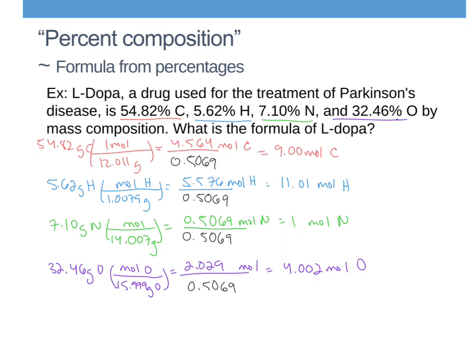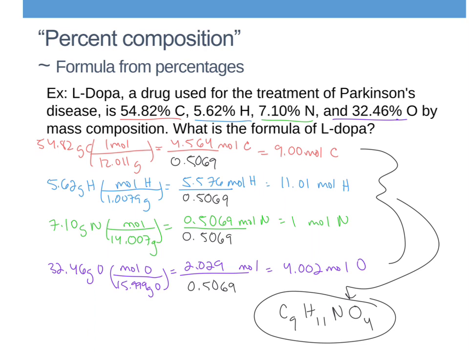And so that tells me what my formula is. If you put all of this together, it's saying that I have 9 carbons for every 11 hydrogens. There's only 1 mole of nitrogen in this compound, and there are 4 moles of oxygen. So apparently, L-DOPA has a formula of C9H11NO4. And that's how we do percent compositions. Definitely practice this. It's not crazy hard math. It's just making sure that you have a process that you can follow in order to get to these answers. So study up. Good luck.